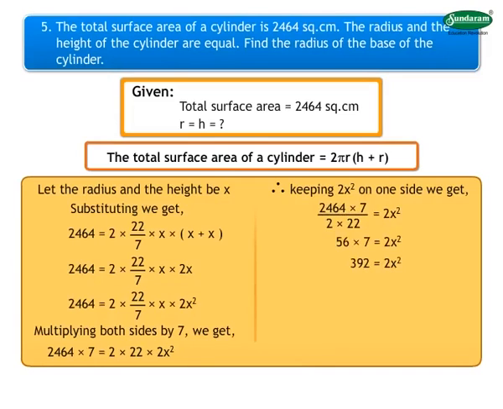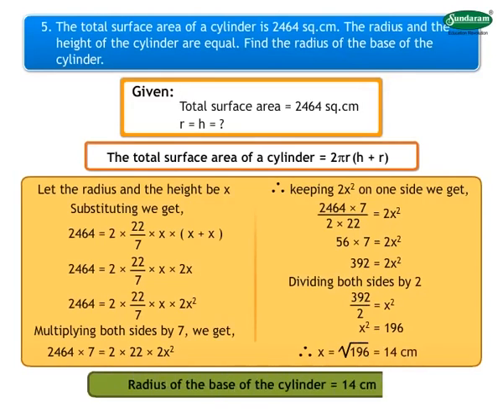392 is equal to 2x square. Dividing both sides by 2, 392 upon 2 is equal to x square. Therefore, x square is equal to 196. Hence, x is square root of 196, which is equal to 14 centimeter. Radius of the base of the cylinder is equal to 14 centimeter.